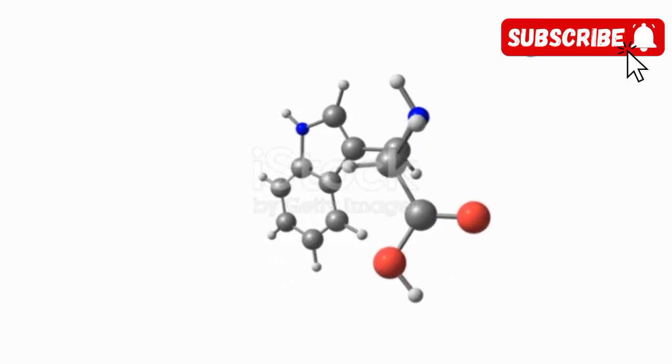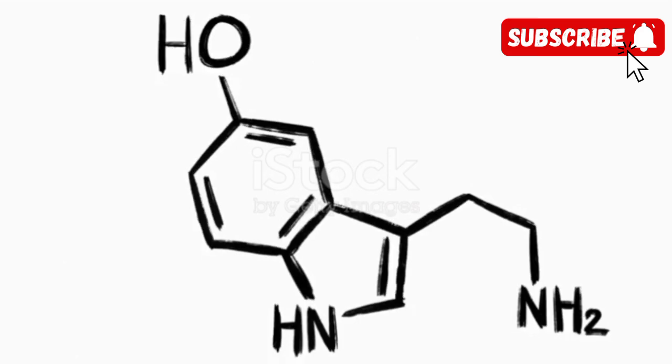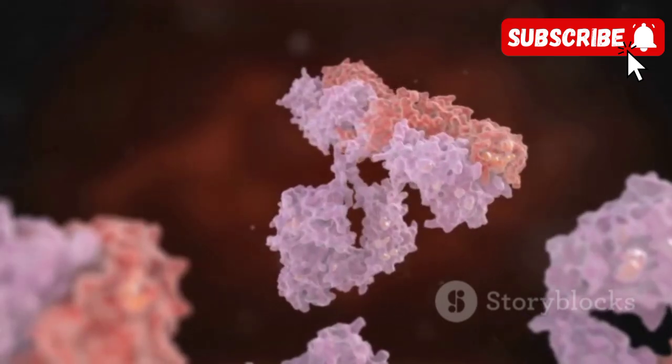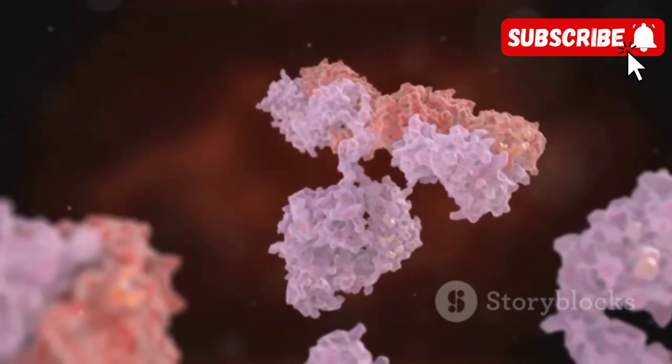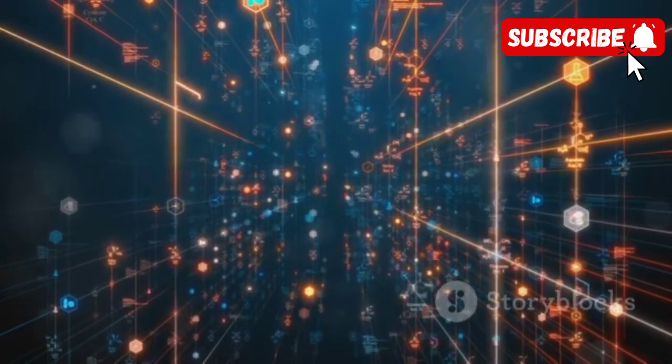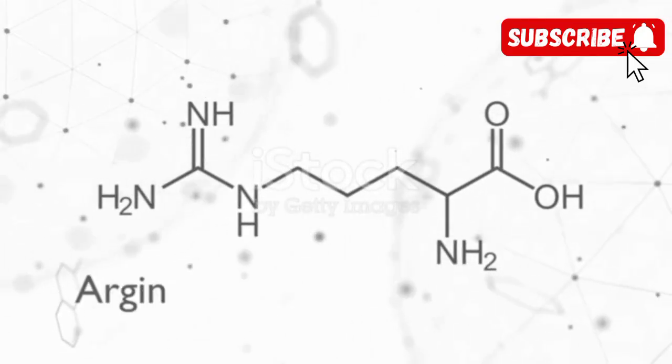Amino acids also play roles outside protein synthesis. For example, tryptophan is a precursor for serotonin. Glutamine is involved in nitrogen metabolism and immune function. Amino acids participate in various biological processes. They are building blocks of proteins and play roles in cellular functions.